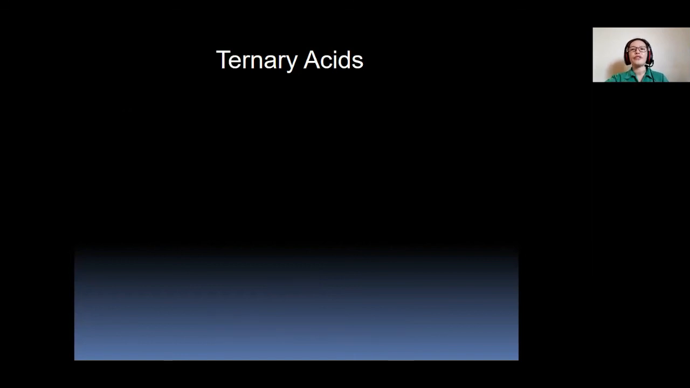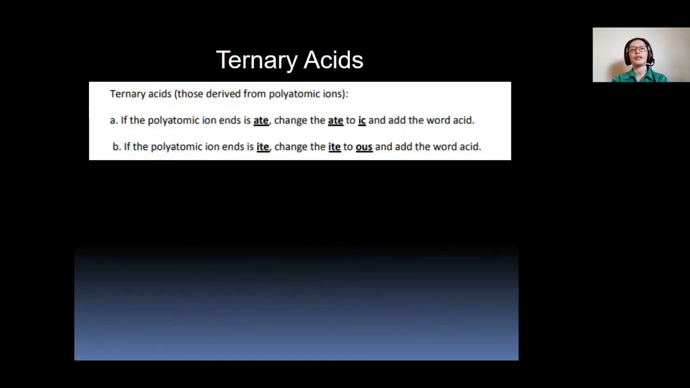Okay? So for ternary acids, acids containing hydrogen and a polyatomic ion. So how are we going to name ternary acids? So first, you have to look at the ending of the ternary. We have ATE and ITE. So the ATE ending will be changed to IC, then add the word acid. So there will be no hydro word in these ternary acids. If the polyatomic ion ends in ITE, you change that to OUS and then add the word acid.